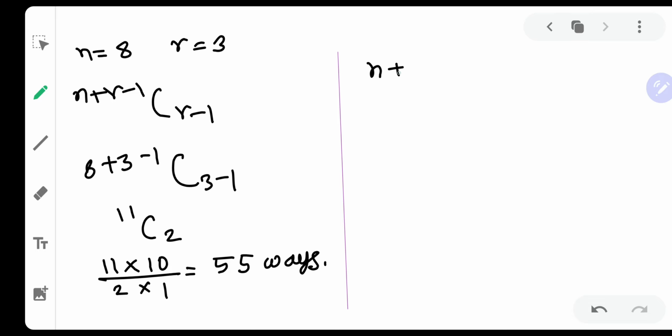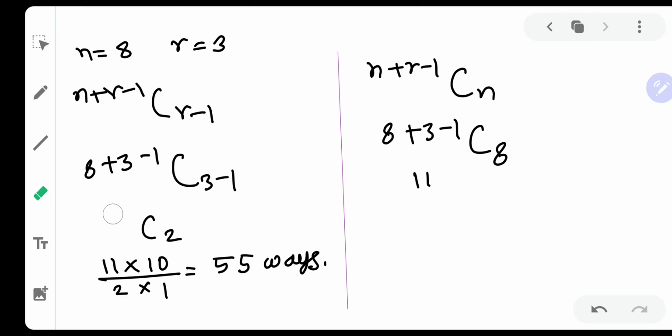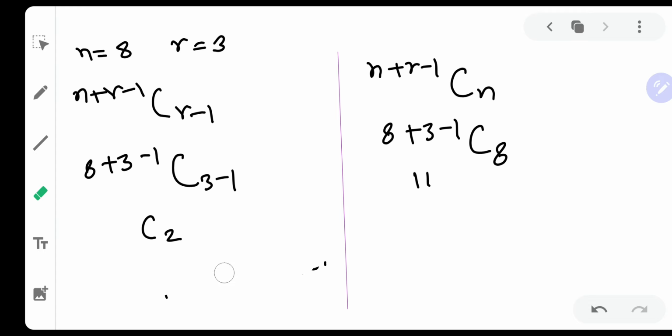The same formula can be written as I told you earlier, n plus r minus 1 c n. So 8 plus 3 minus 1 c 8. Oh, I made a mistake, very sorry. 8 plus 3 is 11 and 11 minus 1 is 10. 10 c 2. So 10 into 9 upon 2 into 1. So this will be 45 ways, right?